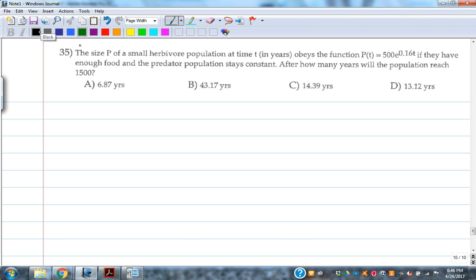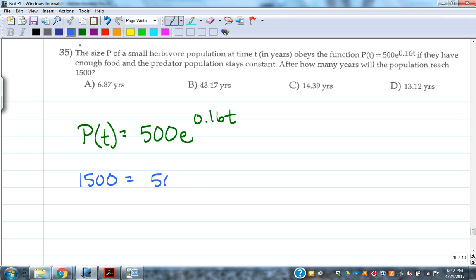All right. So the size P of a small herbivore population at time t, and it says that time is in years, obeys this function. So they give us this function. P of t is equal to 500 e to the 0.16t if they have enough food and the predator population stays constant. After how many years will the population reach 1,500? So the population is P, or P of t. So when is 1,500 going to be the population? If everything else stays the same.